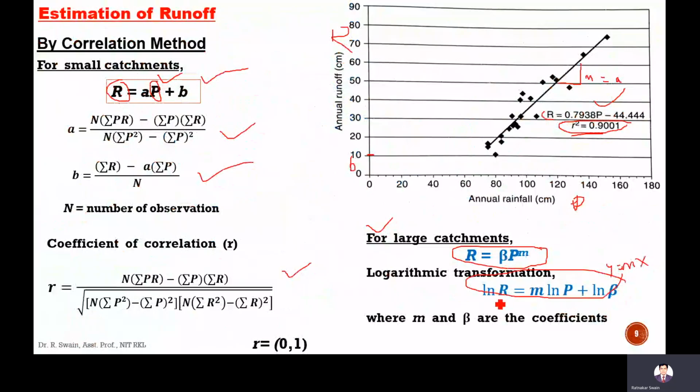If you plot between ln P and ln R, you will get a linear equation whose intercept is ln beta and whose slope is m. So m and beta are the coefficients. If you plot, you will get a straight line, where the slope is m and the intercept is ln beta. The maximum value of the correlation coefficient is 1; it varies from 0 to 1.